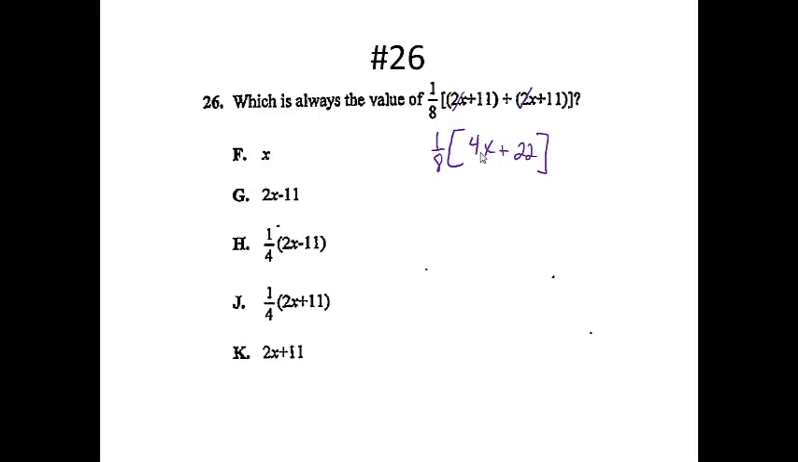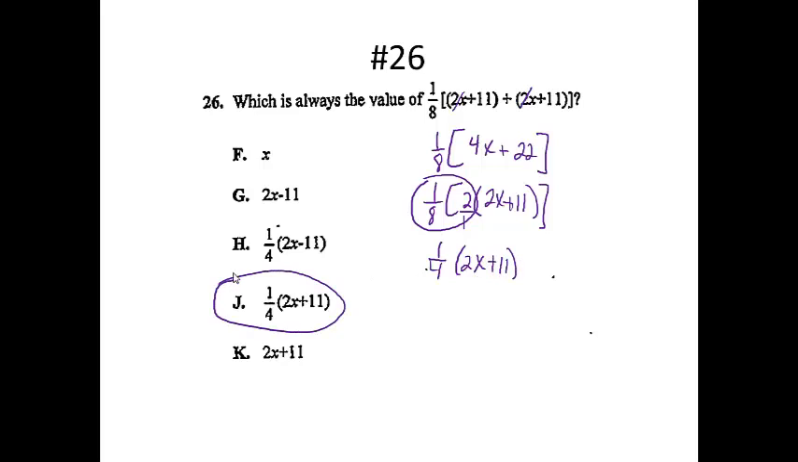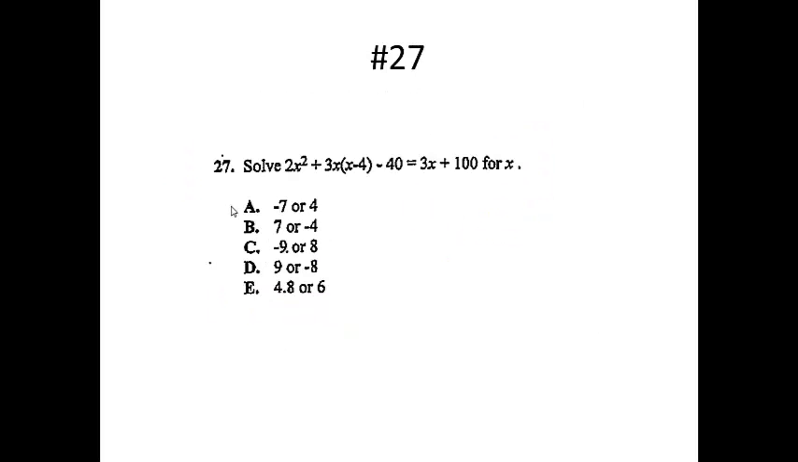I do notice inside that I can factor out a 2, so I'm going to have 1/8, 2, and then if I factor out a 2, I'll have 2x plus 11, so I'm getting close to one of their answers. And then if I take 1/2 times 2 over 1, that would give me 2 over 8, which reduces to 1/4, so I'll have 1/4 times the quantity 2x plus 11, and that gives me answer J.